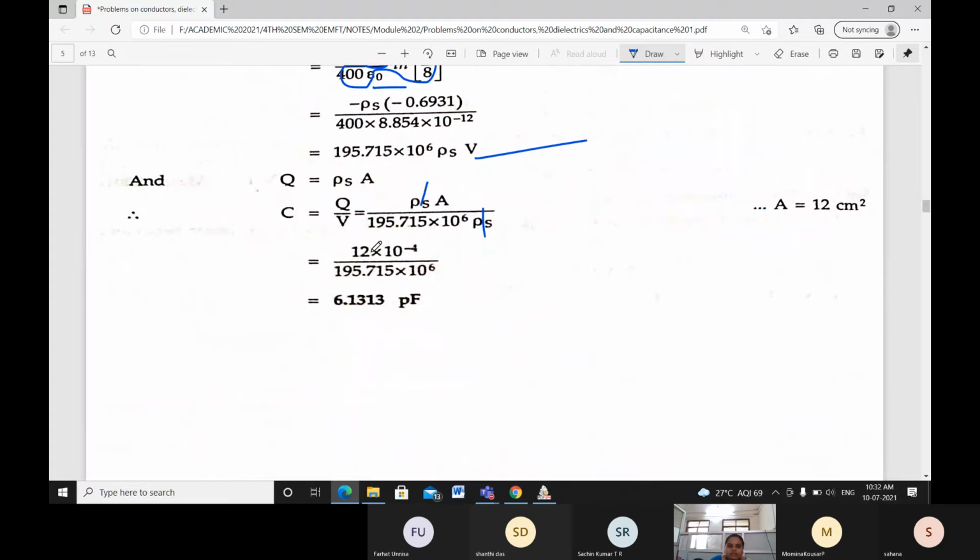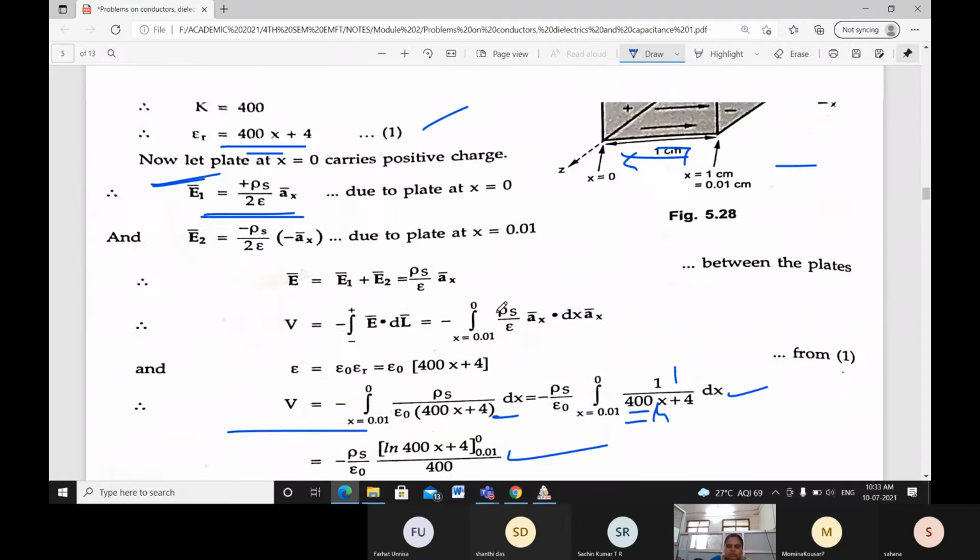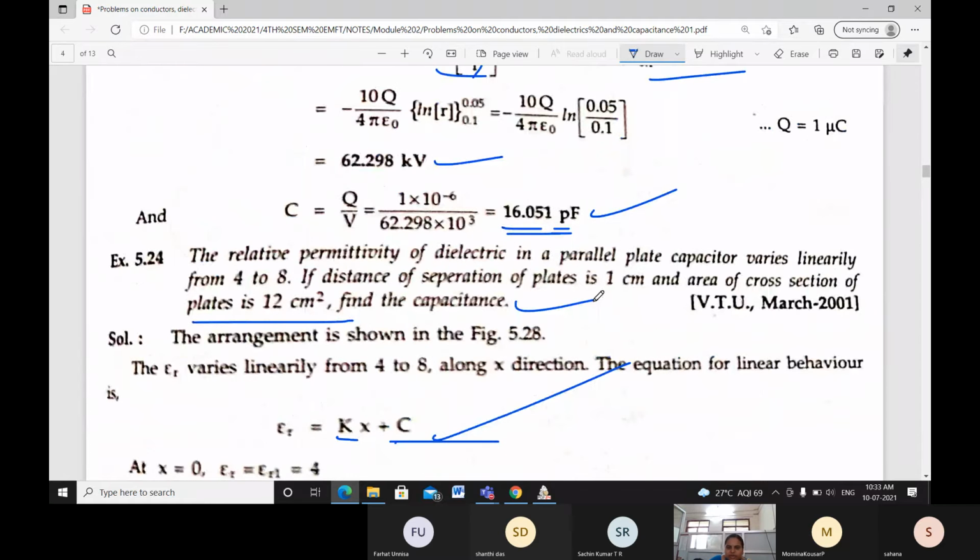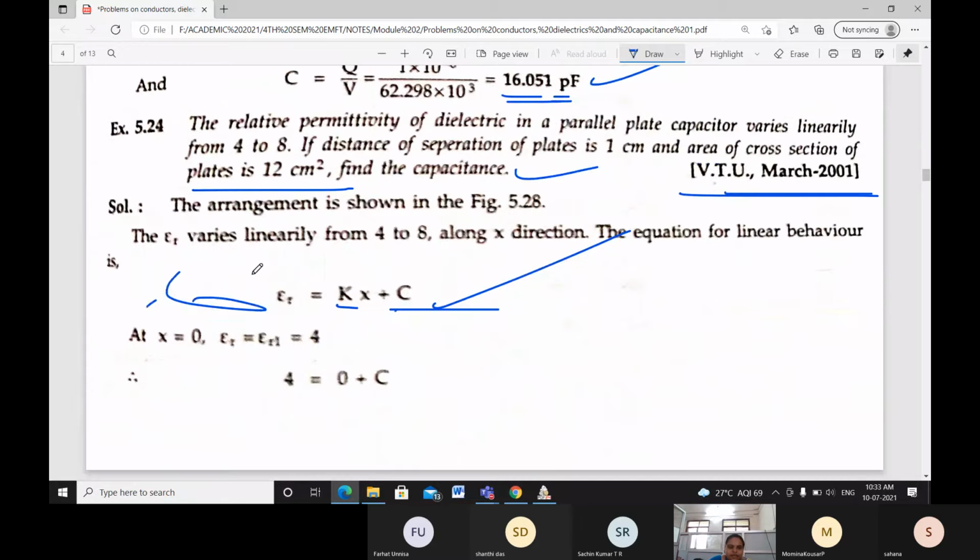That is going to be 12 centimeters squared. For that reason, 12 into 10 raised to minus 4 divided by 195.715 into 10 raised to 6. Therefore, you will be getting 6.1313 picofarads. This is the capacitance you will be getting. This problem was asked in the exam for 6 marks.